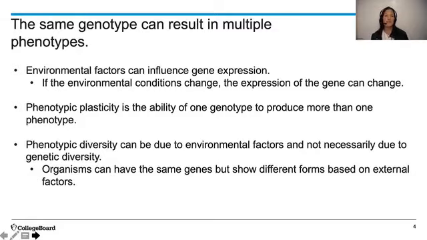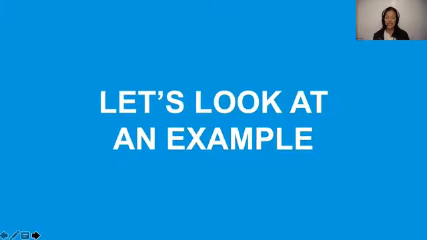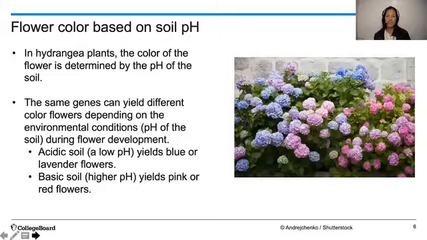And this phenotypic diversity can be due to environmental factors, not necessarily due to genetic diversity, which means that organisms can have the same genes, but they can show different forms based on external factors. So let's look at an example of this. Examples always help clarify. The first example I want to show is flower color being based on soil pH.